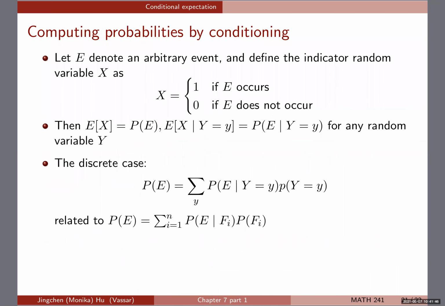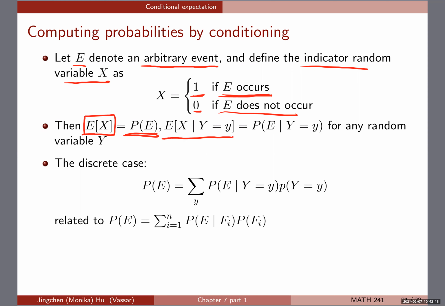So a couple of final comments here. We can also compute probabilities by conditioning. Here we can think about E as an arbitrary event, and we define an indicator random variable X. If E occurs, then X equals 1. If E does not occur, then X equals 0. Then the expectation of X becomes the marginal probability of E, and the conditional expectation just becomes the conditional probability of E given the condition as well.